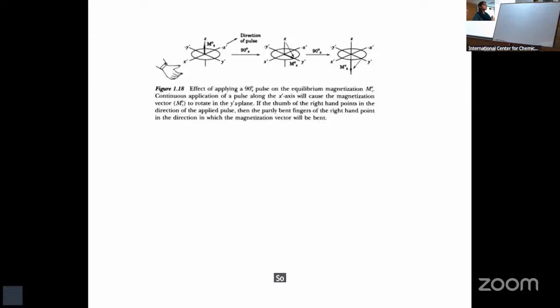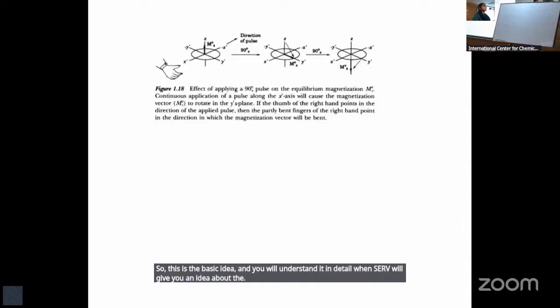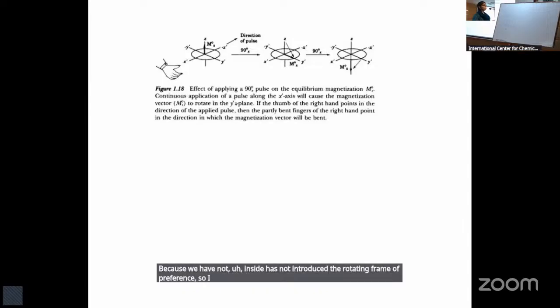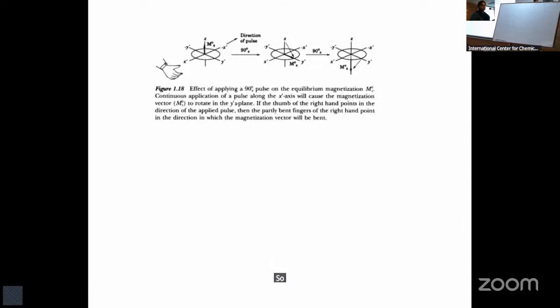This is the basic idea, and you will understand it in detail when sir gives you an idea about the rotating frame of reference. Because sir has not introduced the rotating frame of reference, I'll try to explain what I can without using it. So you can see one example.